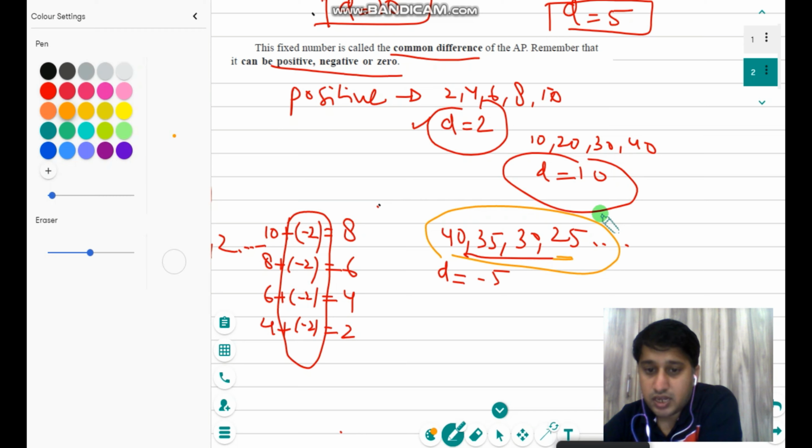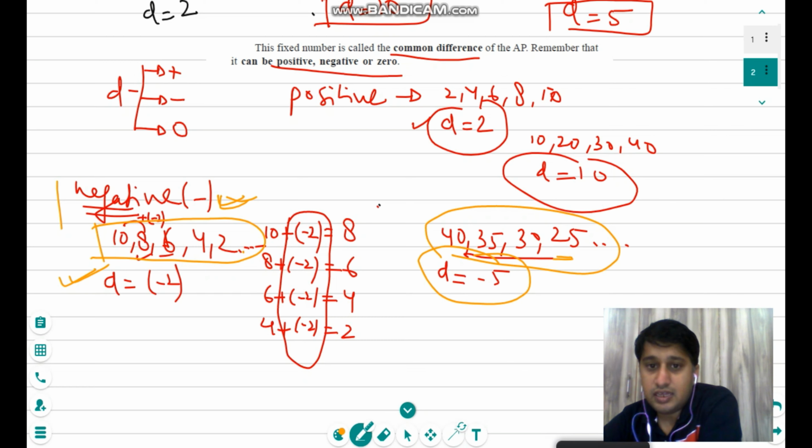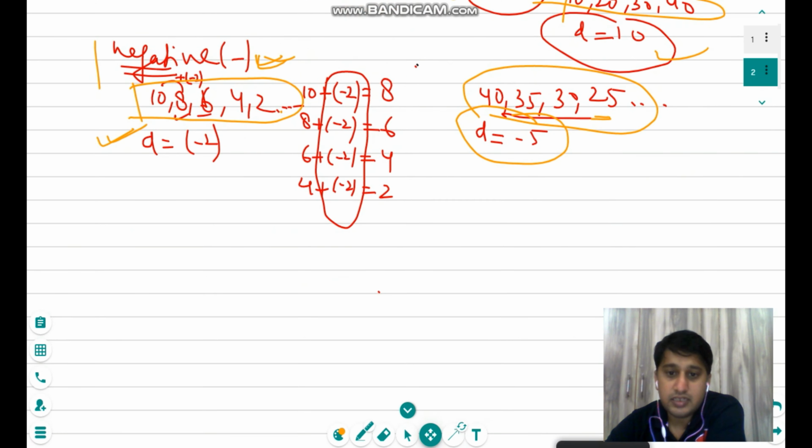So the consecutive terms are decreasing, so D will always be negative in such APs. Notice in this case also the consecutive terms are decreasing, 10, 8, 6, 4, 2, so D will be negative. So in any AP where the consecutive terms are decreasing, D will be negative. And if in any AP the consecutive terms are increasing, D will be positive.